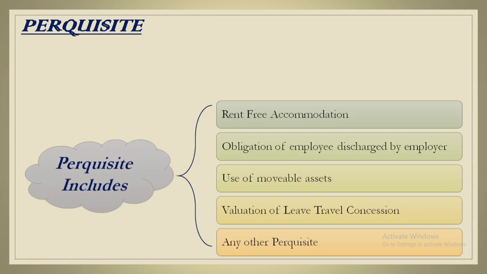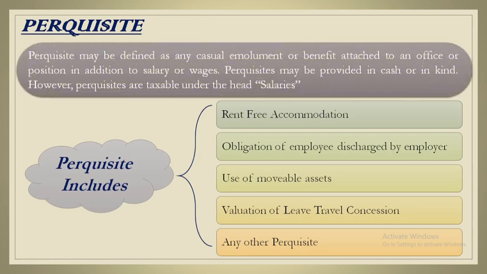Perquisite includes. Perquisite may be defined as any casual emolument or benefit attached to an office or position in addition to salary or wages. Perquisites may be provided in cash or in kind. However, perquisites are taxable under the head salaries.